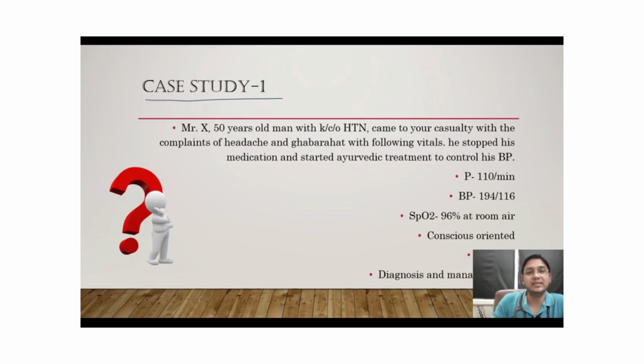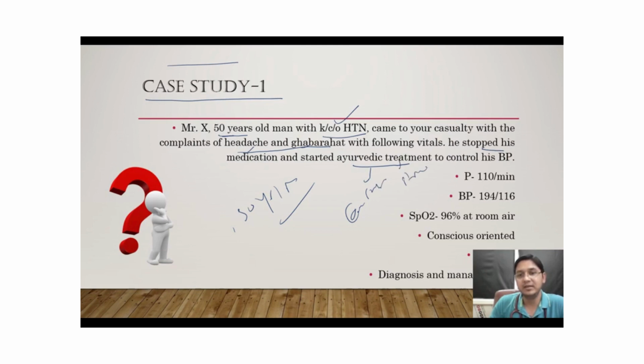So we came to the case study. First, you are in casualty. We will see the case. We are in the casualty working as duty doctors. So you got a 50-year-old male, and he is a known case of hypertension, and he has come to you in the OPD with headache and ghabrahat. You know the patient is hypertensive, complaining of headache and ghabrahat, and he has stopped his medication and started some Ayurvedic treatment. Another very common problem in India, the patient may rely more on Ayurvedic treatment. So we have vitals. The pulse is 110, BP is 194 by 116.